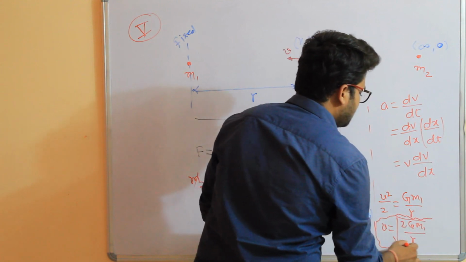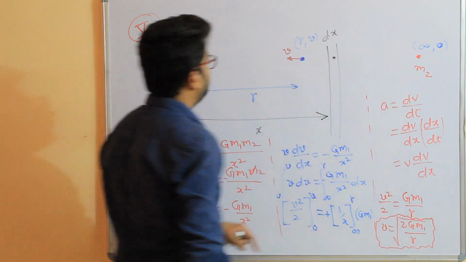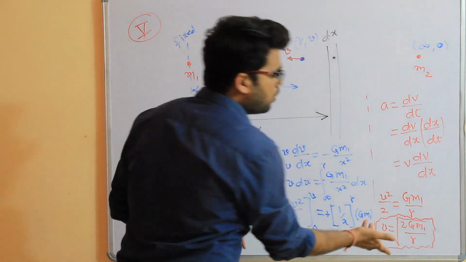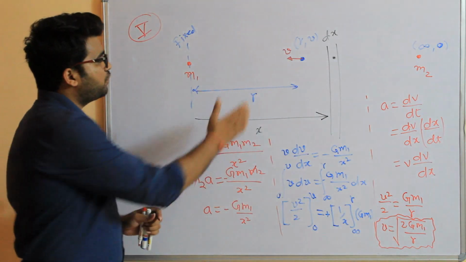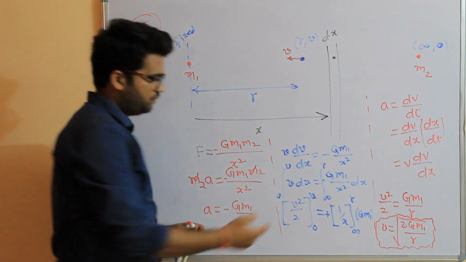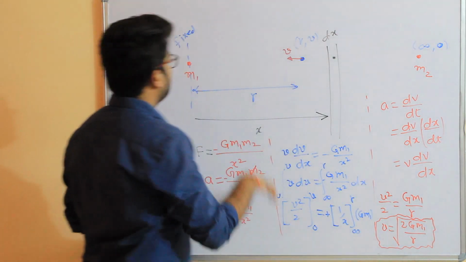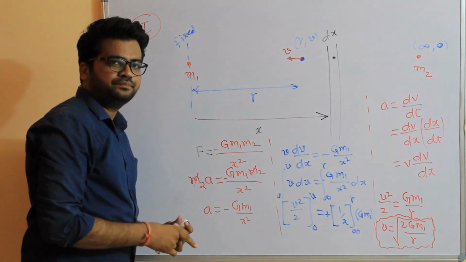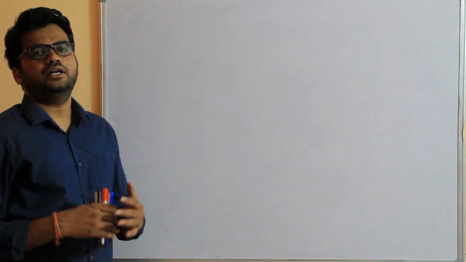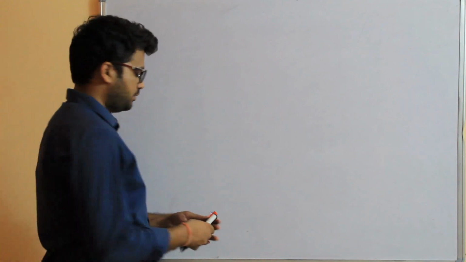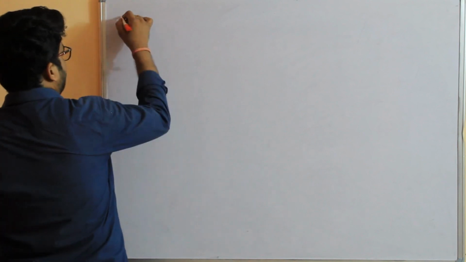So this is the fifth model, right? Fifth model. And it is very simple. This is nothing but the escape velocity from this point to the infinity point. So v is the escape velocity of this mass due to this mass M1. Now we have the fifth model.